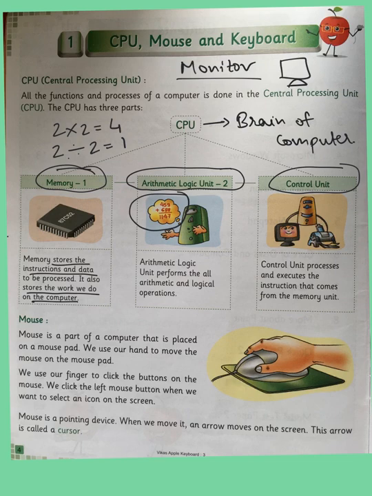Now the third and important part is the control unit. The control unit processes and executes the instructions that come from the memory unit. The instructions that are stored in the memory go to the control unit for performing the process. For example, we want to print our drawing which we have drawn on the computer. We want to print that.